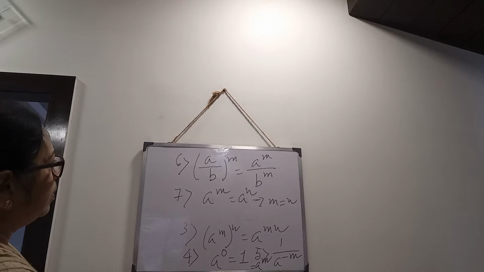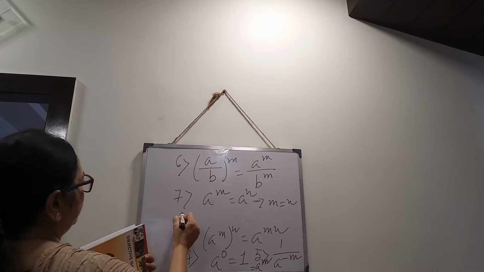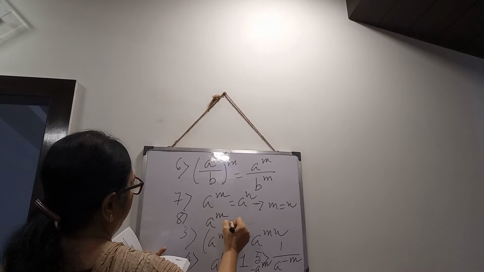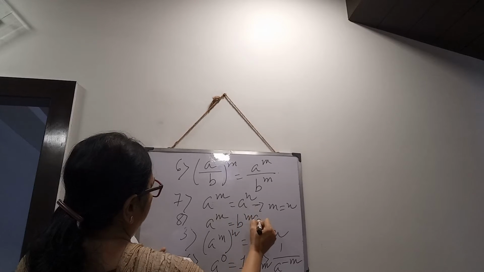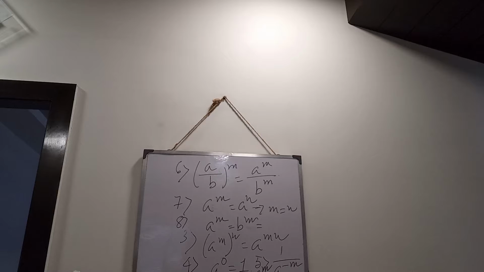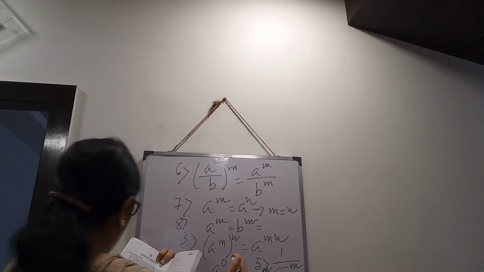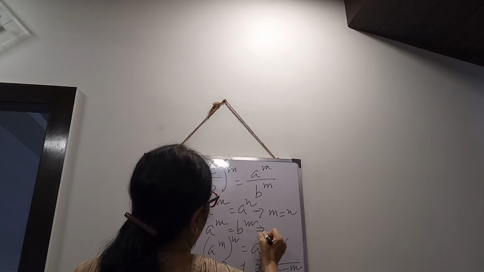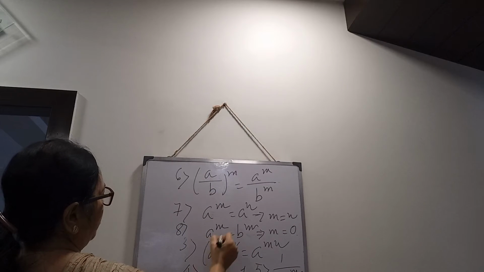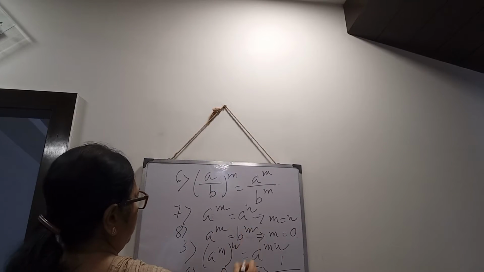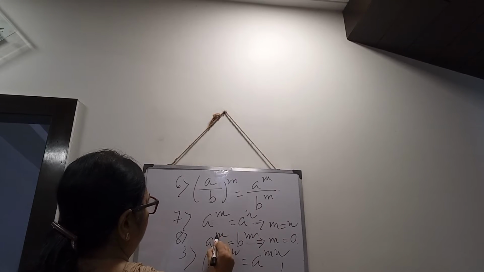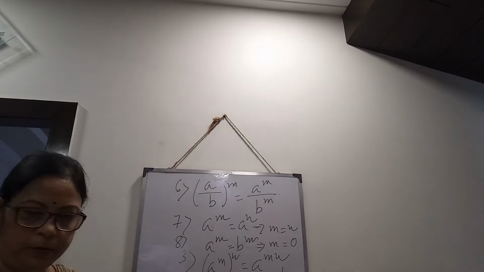And if it is in this form, a to the power m equals b to the power m, here the power is the same, so the value of m is 0. Why? A to the power 0 means 1, b to the power 0 means 1. So 1 equals 1. If this happens, then the value of m is 0.